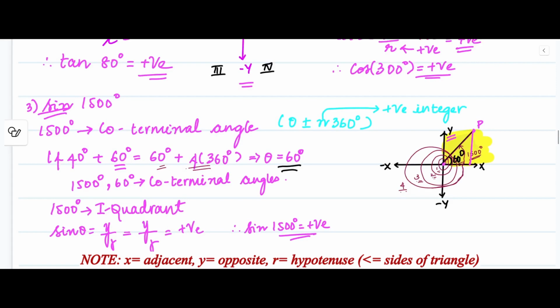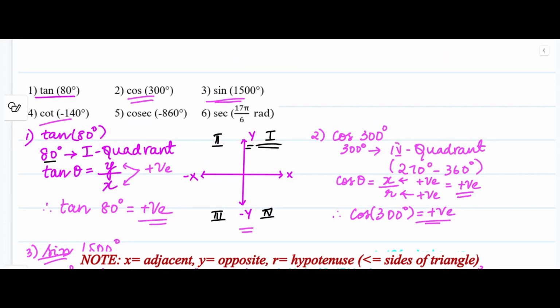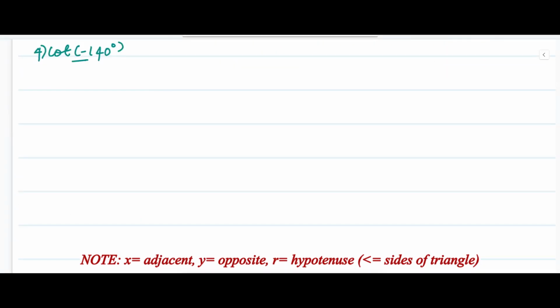Our next angle here is cot of minus 140 degrees. When an angle is given as a negative, it is understood that the angle is rotating in a clockwise direction. So now when we look at quadrant system, this will be our initial position of the angle. From here, it is making 140 degrees in a clockwise direction. It is going in a clockwise direction because they have given in the question 140 degrees in negative. This angle here is minus 140 degrees.